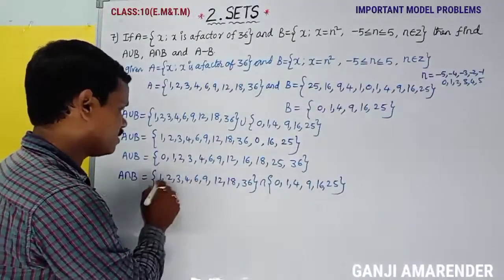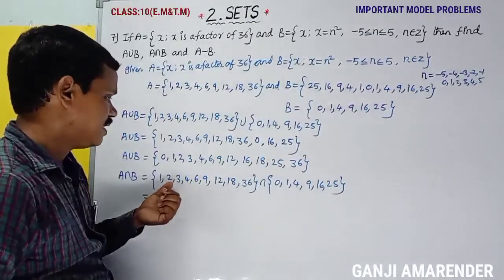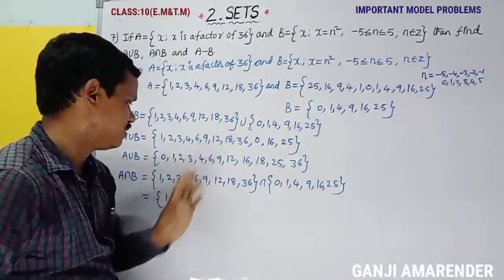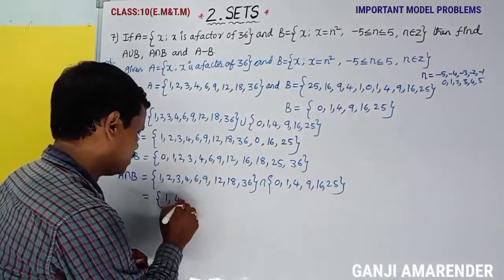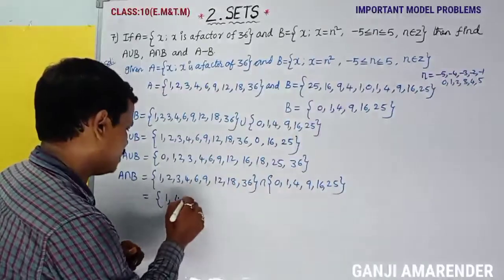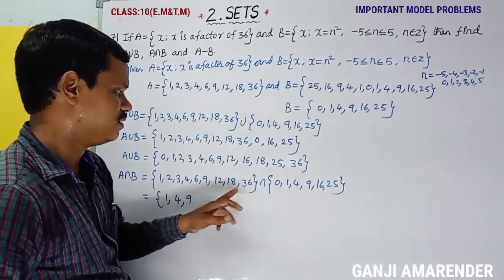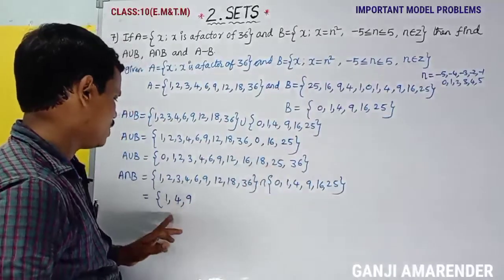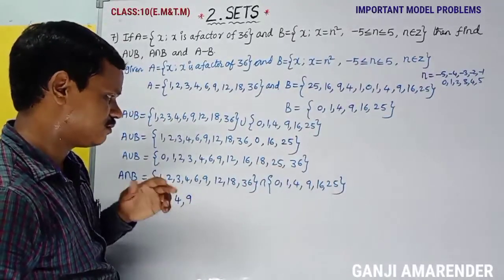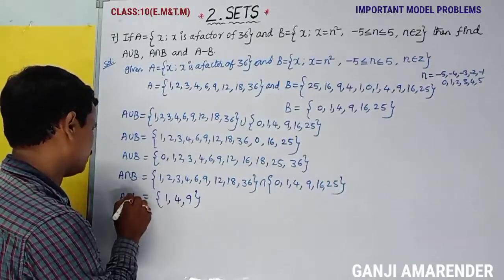0 is not. 1 is a common element, take 1. Next, 2 is not common. 3 no, 4 is common in both. 6 no. 9 is a common element. 12 no, 18 no, 36 no. 1, 4, 9 are the common elements in both sets A and B. This is A intersection B.